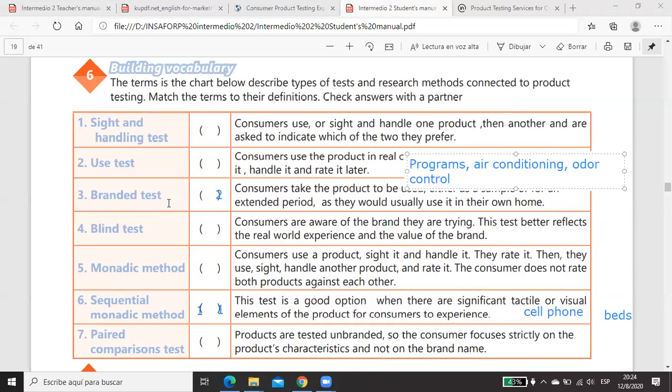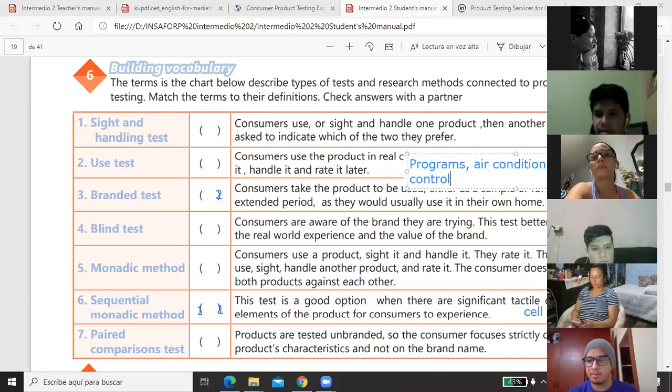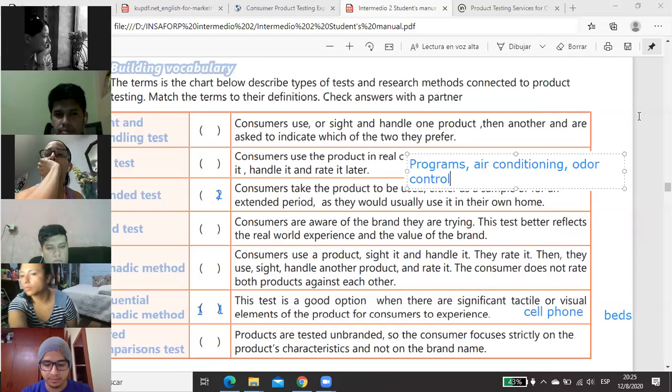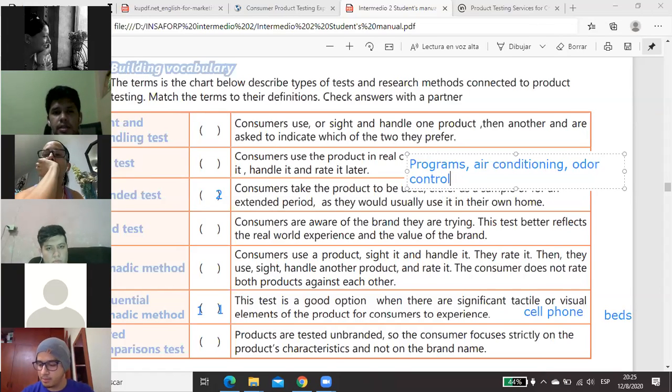Okay, a branded test. Which one do you think it is? All right, anybody? I think the customers are aware of the brand. Okay. All right, good. They better reflect the real world experience and the value of the brand. Okay, very good. Hey, what products are tested like this? What products do people test like this? Or have you seen that people test like this?